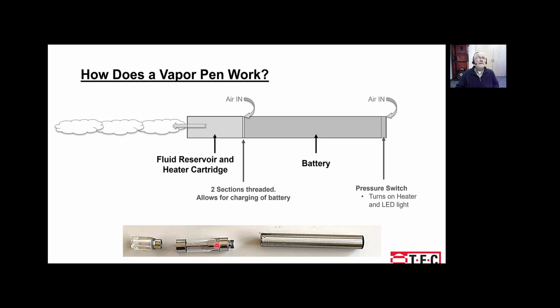And once this vapor, now this is a gas, is formed in the heater, it gets drawn and picked up by the flow of air that's being sucked through the device, and that air comes through this little tube, and then it's connected with an O-ring to the mouthpiece, and then normally would get sucked into your mouth.